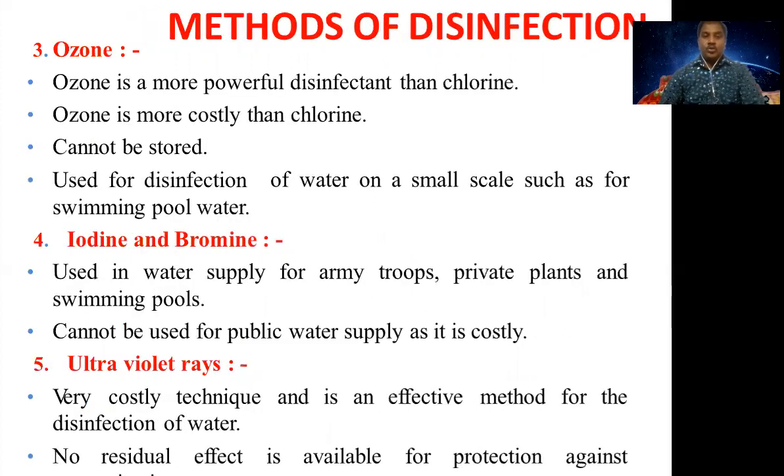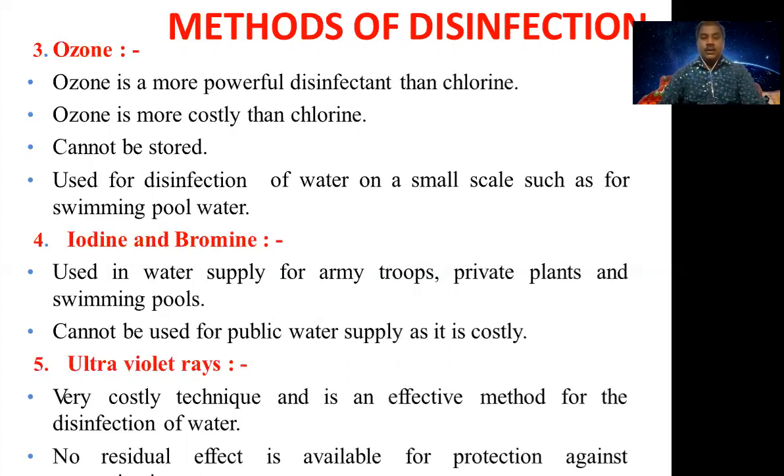Third method is ozone. Ozone is a more powerful disinfectant than chlorine. Ozone is more costly than chlorine. Ozone gas cannot be stored. It is used for disinfection of water on a small scale, such as for swimming pool water.